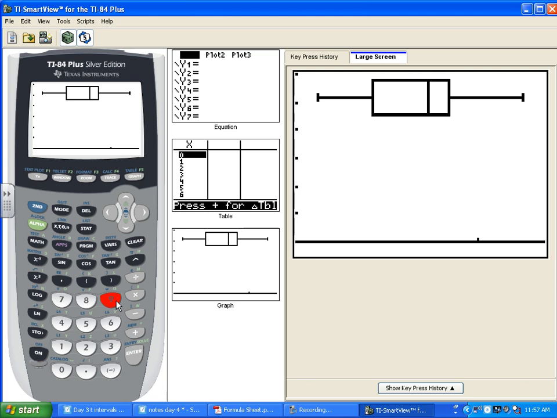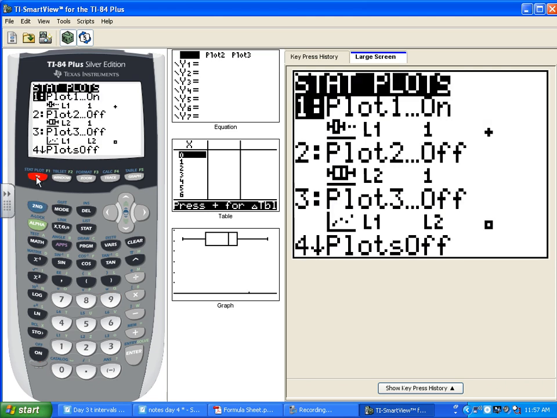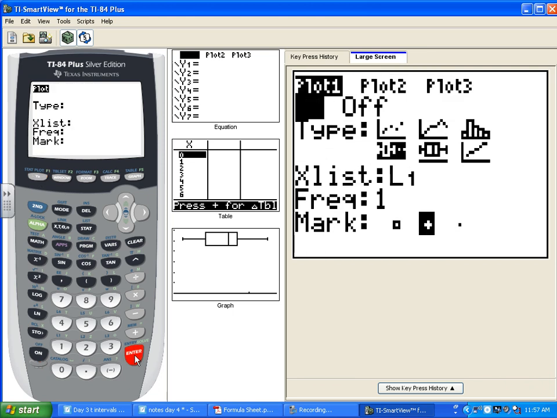Do you guys need me to show you how to create a box plot again? Go to stat plot, and turn it on. Go down to the one that looks like the modified box plot, because that will show outliers. Highlight that. Tell it to pull it from list 1. Exit out, and then zoom stat, which is zoom 9.